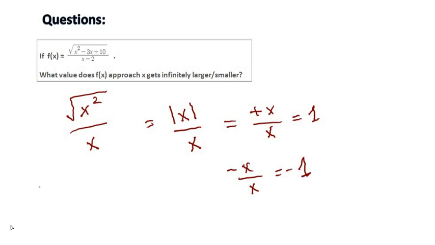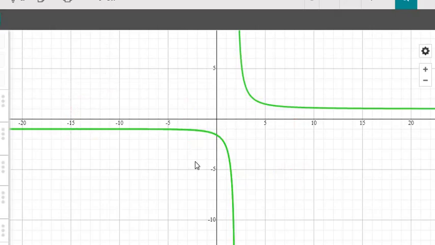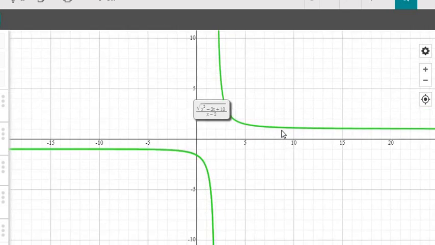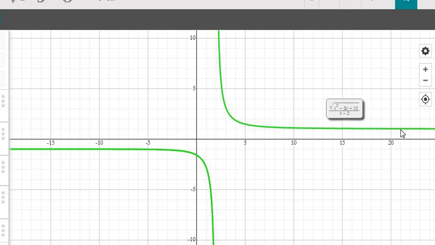Let's prove it by graphing the function again. This is the graph of f of x. As you see, as x gets larger, the value of the function approaches positive 1, and as x gets smaller, the value of the function approaches negative 1.